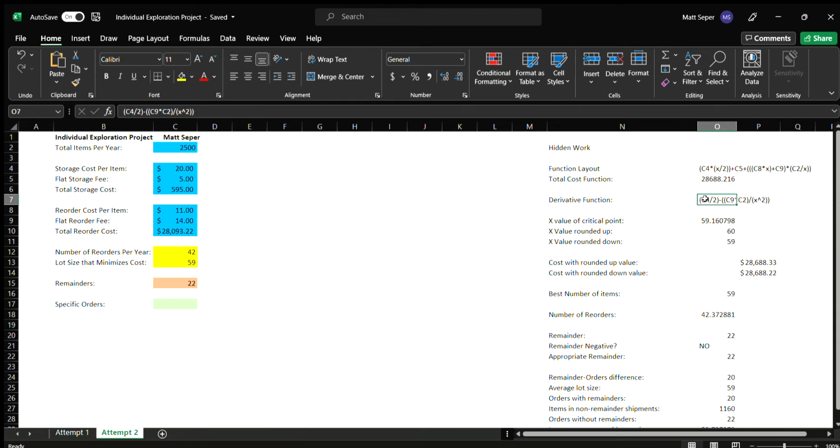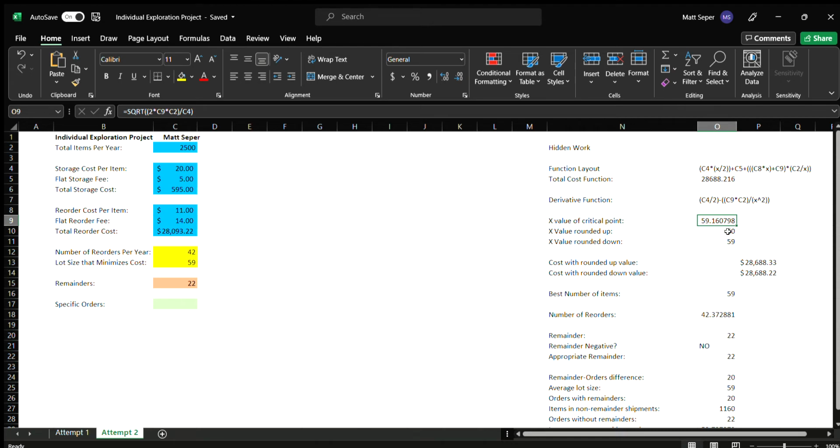So this is the derivative function, which is written in terms of the cell values, but it's also represented algebraically because I solved for that in my work that I put in my reflection. And the x value of the critical point, which I found algebraically, is the square root of 2 times C9 times C2, so 2 times the flat reorder fee times the total number of items per year, all over C4, which is the total storage cost per item.